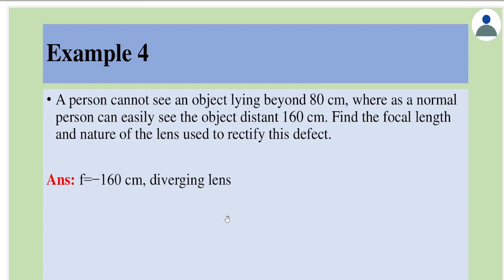Example 4 says a person cannot see an object lying beyond 80 centimeter, which means the person can see only up to 80 centimeter. That means it is a myopic eye, or a myopia defect, whereas a normal person can easily see an object at a distance of 160 centimeter. Find the focal length and nature of the lens required to rectify this defect.